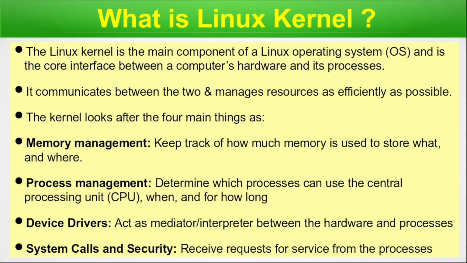System calls and security: receive requests for service from the processes. There are multiple background system processes running that, generally, as an end user we do not see. But if we try to list out all these processes, we can see what processes are running. There is a command called top. If we run the command, we can see what all processes are ongoing. All these system calls are well taken care of by the Linux kernel.